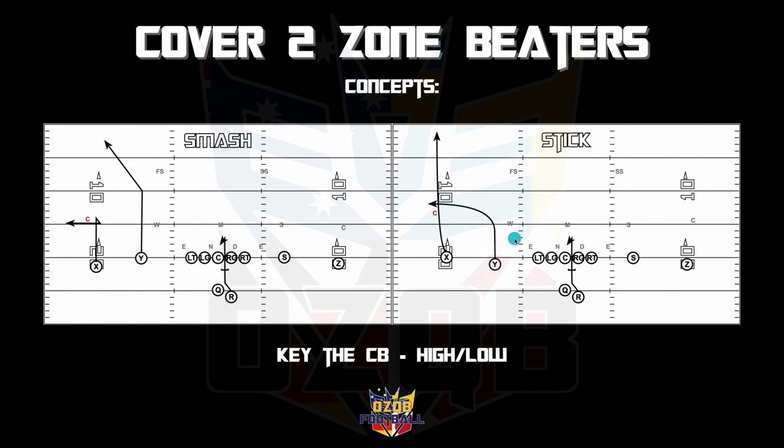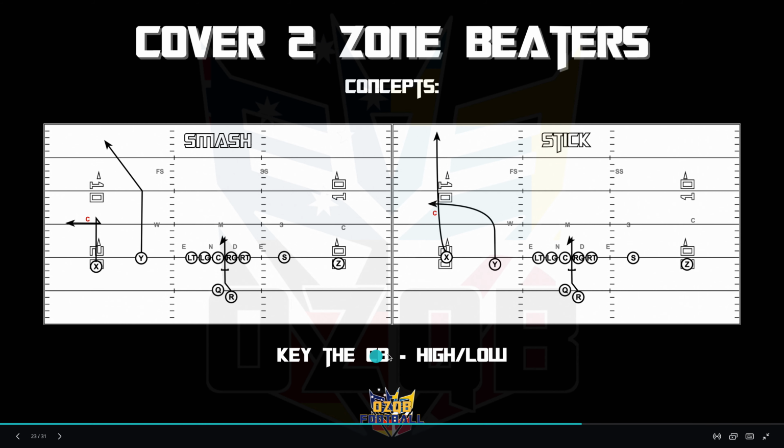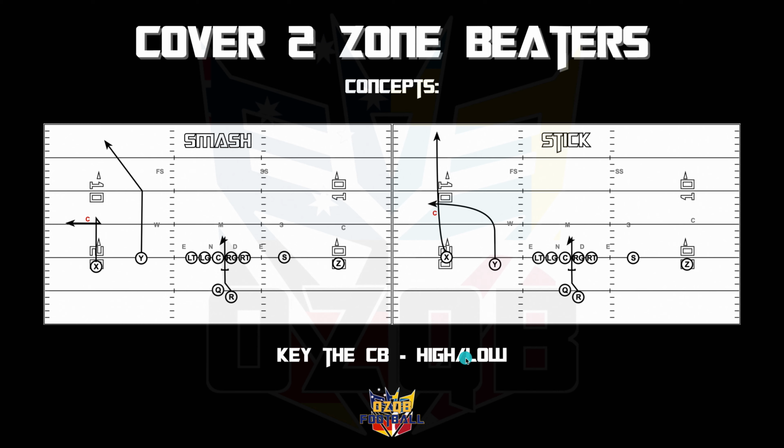You're going to be throwing it about here. And then with the stick, it's the same read, just a different way. The players get to the same spot, don't they? Because this Y ends up here, this X ends up here. It's just kind of inverted, but it's still the same reads. That's good for us. We can disguise our concepts by getting to the same position with different movement. So this is called keying the cornerback, high-lowing the cornerback.